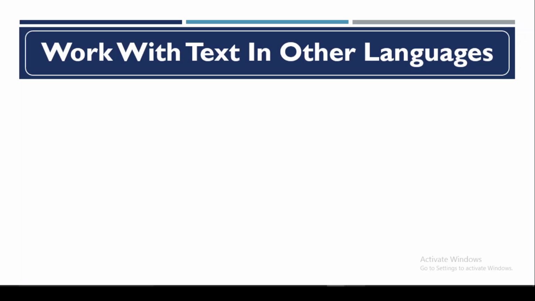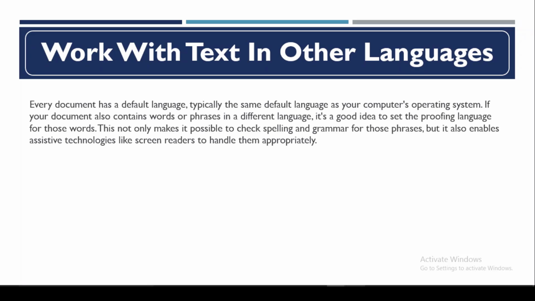Now, have a look at Work with text in other languages. Every document has a default language, typically the same default language as your computer's operating system. If your document also contains words or phrases in a different language, it's a good idea to set the proofing language for those words. This not only makes it possible to check spelling and grammar for those phrases, but it also enables assistive technologies like screen readers to handle them appropriately.